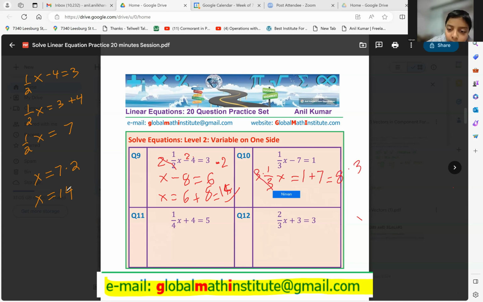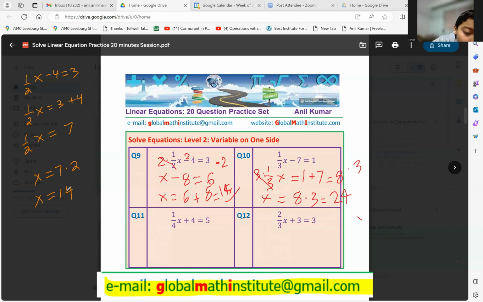Cross, and then x equals to 8 times 3, 24. Perfect. That is absolutely right. Now move on to question number 11.